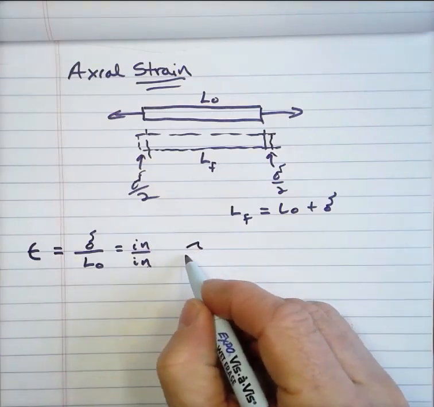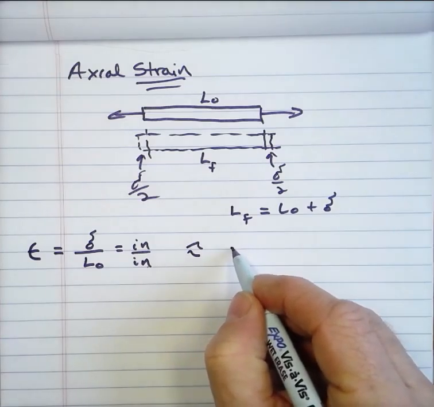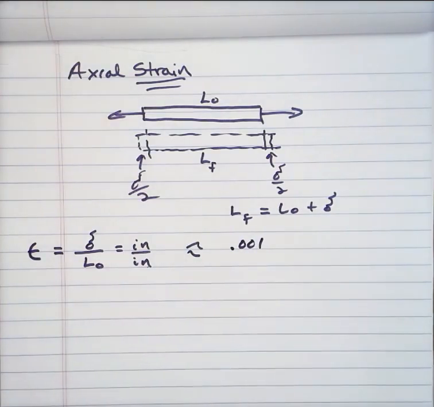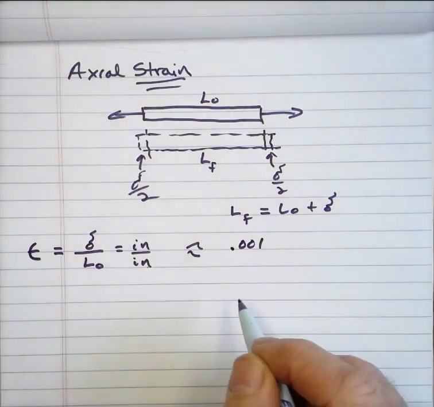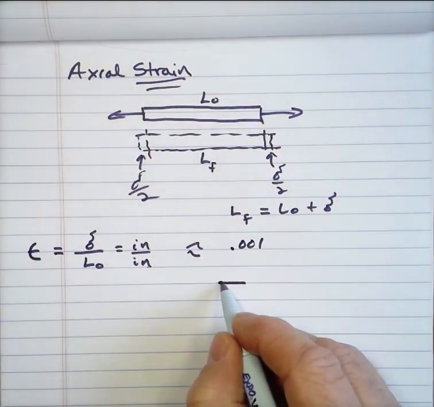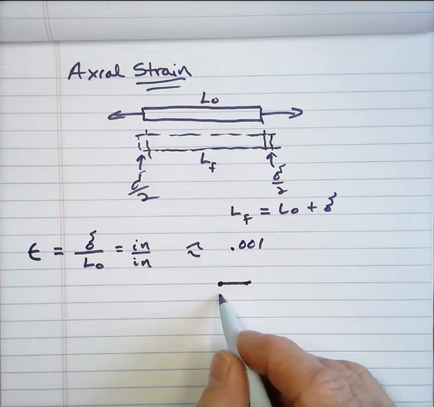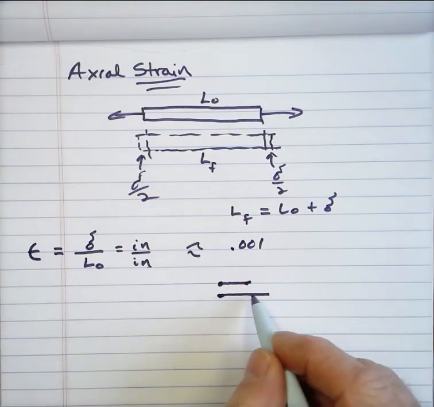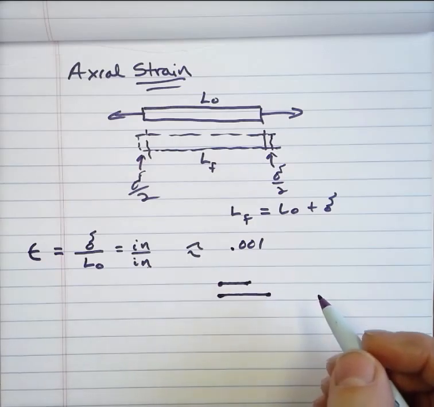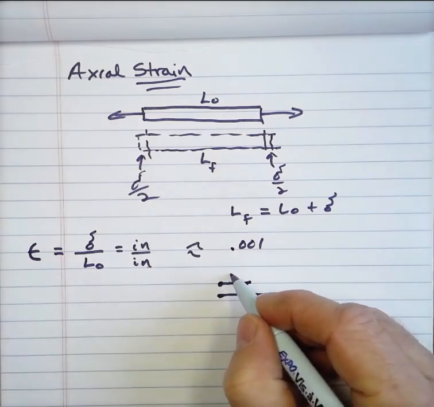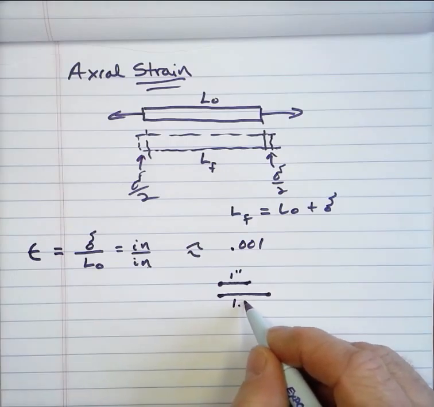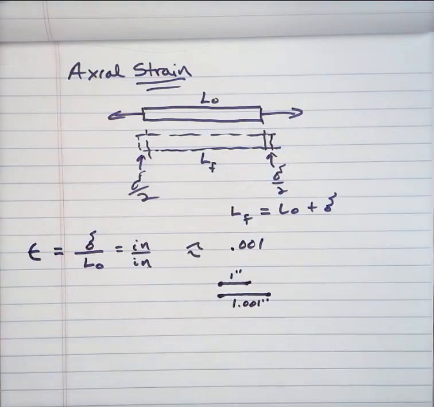So a typical value for strain might be 0.001. That means that if you started with 1 inch of an object and it had a strain of 0.001, after it, this is a little bit exaggerated, after it got increased, not to scale, it would be 1.001 inches. Strain can also be negative if, in fact, you are compressing rather than tensioning.